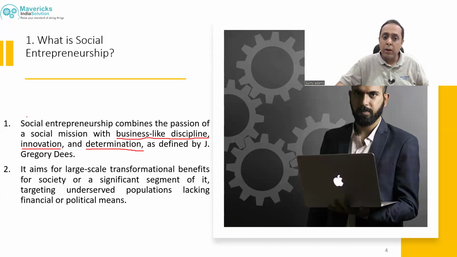So in order to understand what exactly is social entrepreneurship, you have to understand the words of J. Gregory Dees. Why I'm saying this to you? Because this sort of questions come in the examination as objective type questions, as fill in the blanks or true and false. So it is an important point. The first point is an important point. This is a VIP point, very important. And even the second one is.